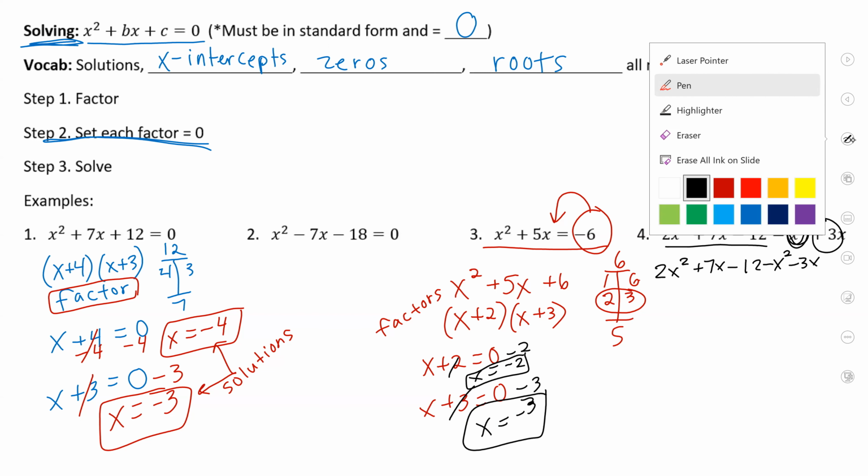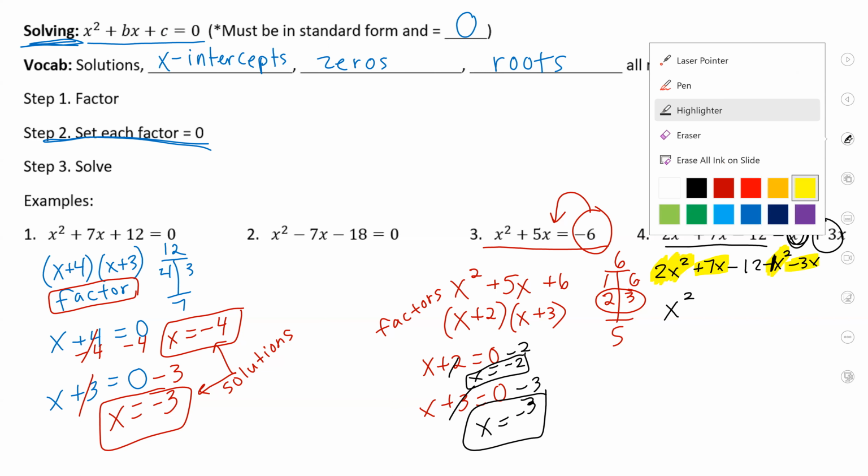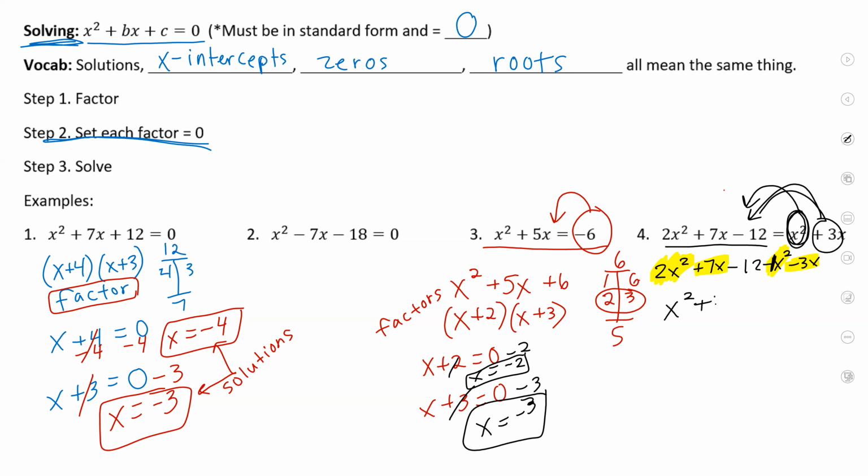So let me highlight for you. This is an x squared, and this is an x squared. So let's combine them. You can think of this as a minus 1 right here. So guys, what is 2 minus 1? It's just 1. So that'll just be x squared. You don't have to put the 1 in front. Now we're going to continue combining like terms. What is 7x minus 3x? 4x. So this will be plus 4x. And then there's only one number, so minus 12.